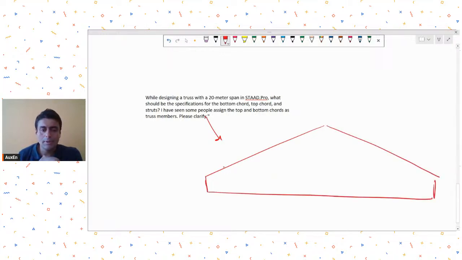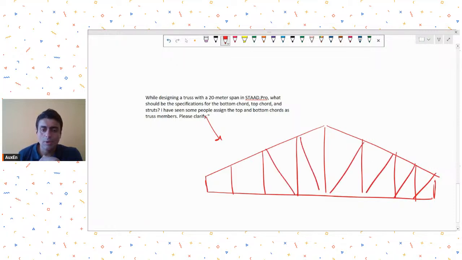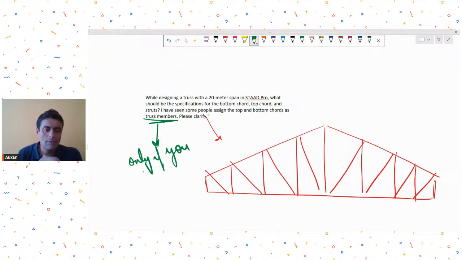when we assign this truss specification, these members can only resist axial loads. They will not resist any moments. Give this specification only if, in my opinion, you are going to have actual pin jointed members.